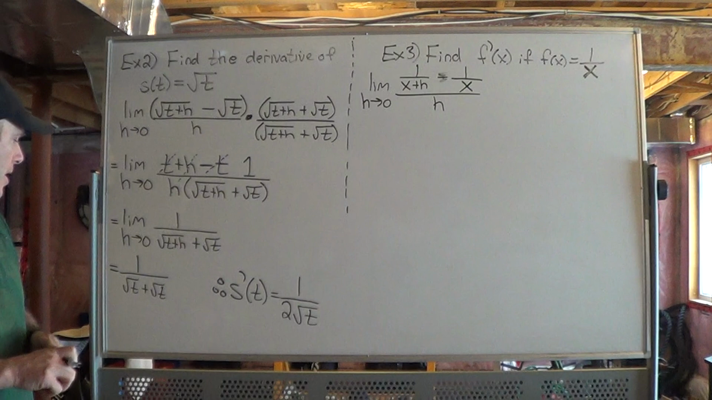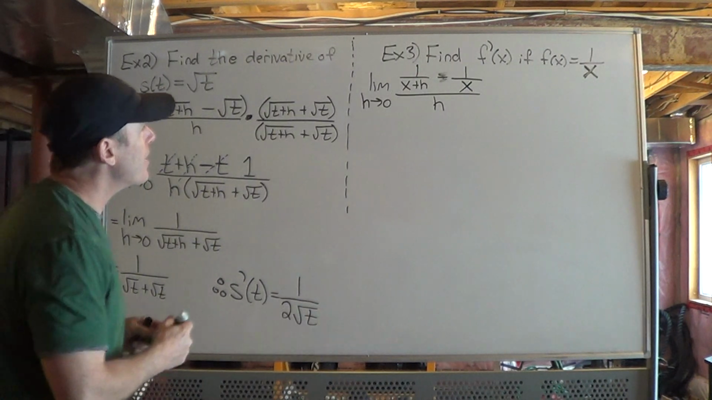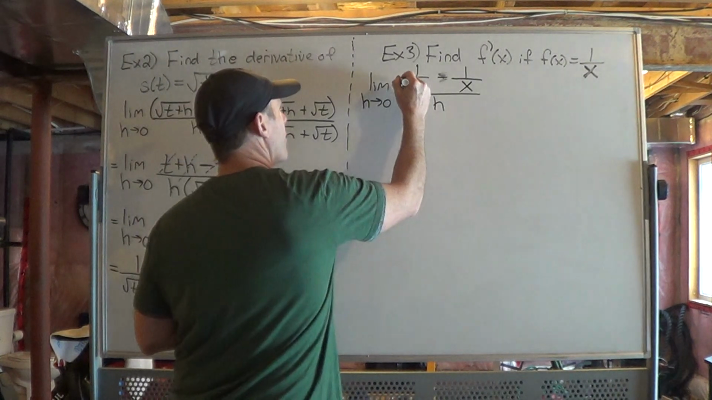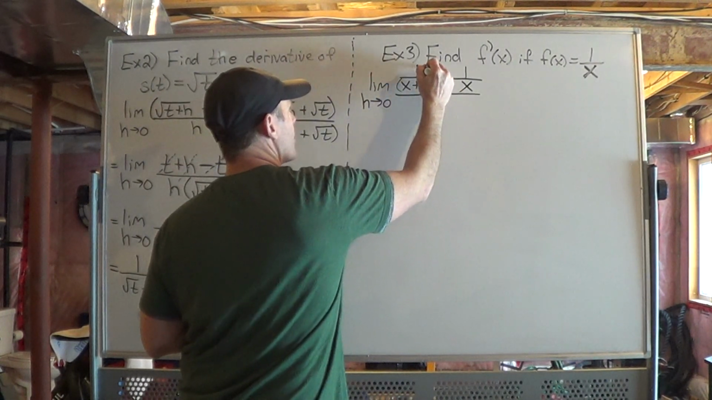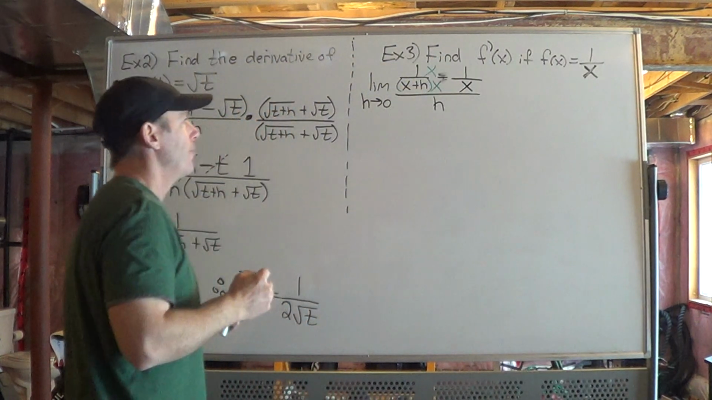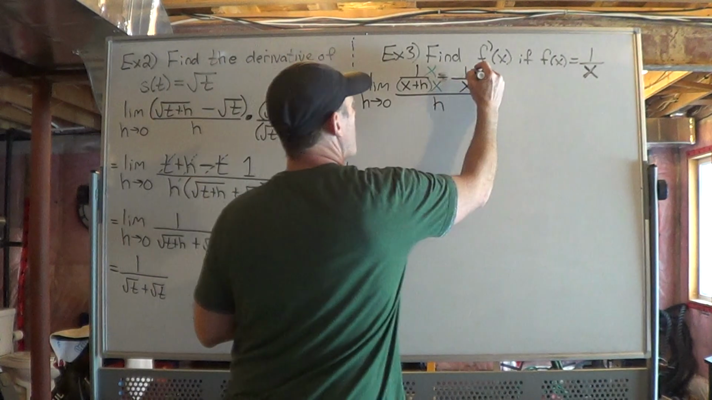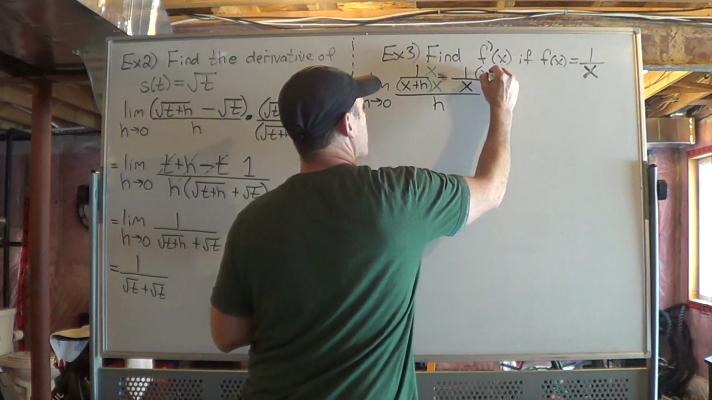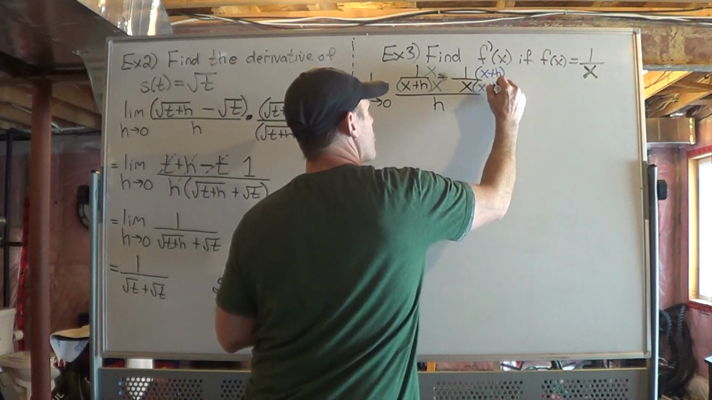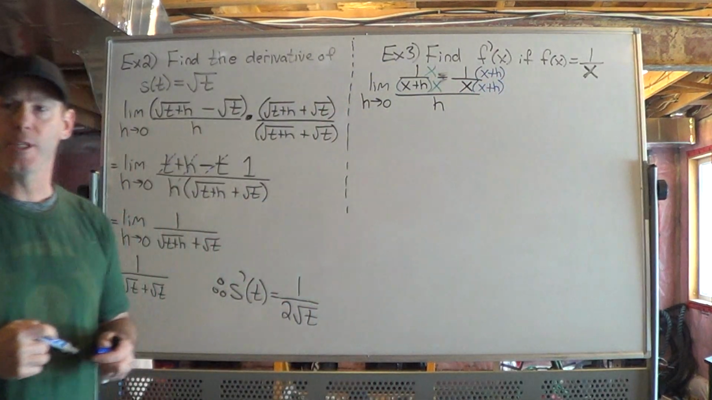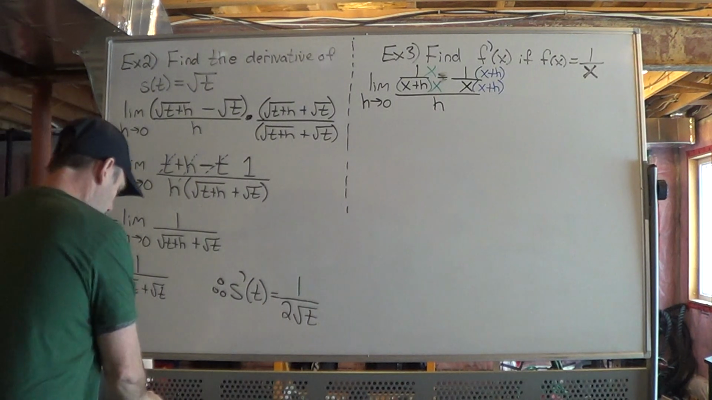And to do that, I'm going to have to come up with a common denominator, which means I'm going to have to multiply both terms here. So my first term, I'm going to need to multiply x on the top and x on the bottom. And then on my second term here, I'm going to have to multiply the top by x plus h and the bottom by x plus h, so that I get a common denominator of x times x plus h.